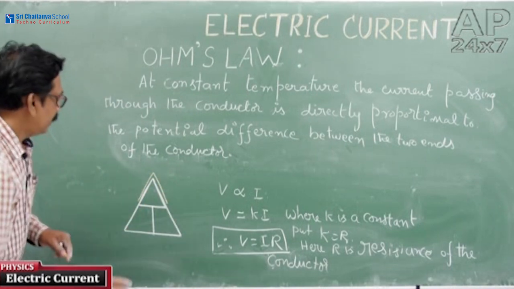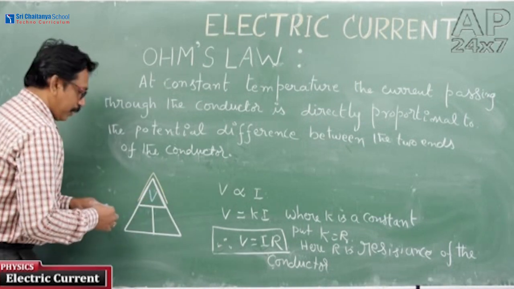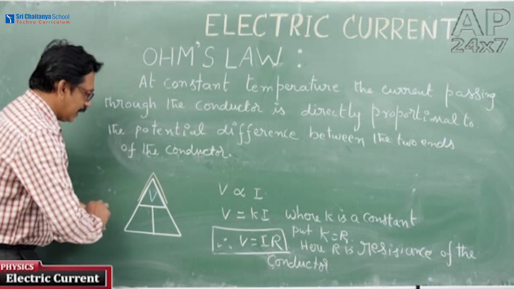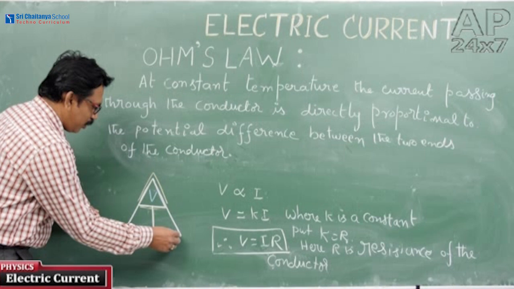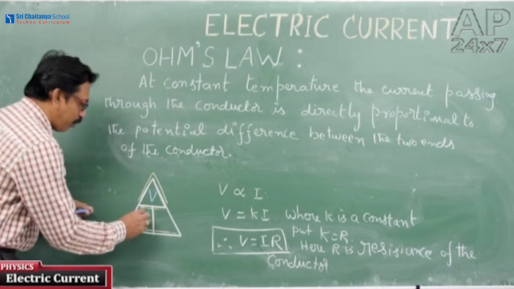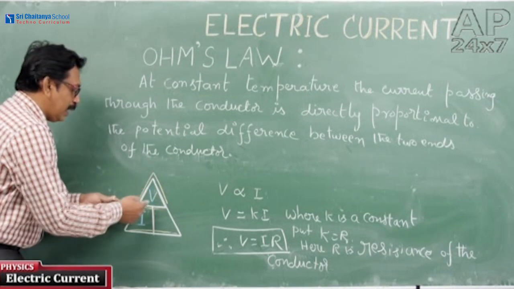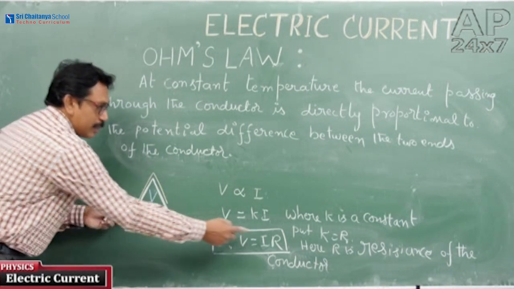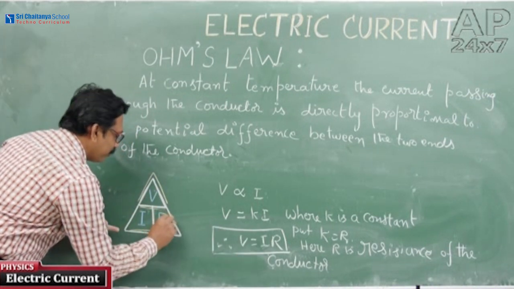So write this as V. Now look at this. This is just like I. Yes or no? Now write I here. And what remains when V and I are over? It's R only, no? I am writing R.